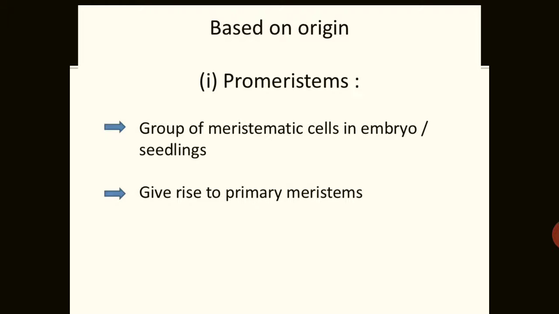Now, based on the origin, the promeristem is found as a group of meristematic tissues in the embryo, and sometimes it is also found in the seedling. Seedlings are those plants which develop from the seed, and they again divide and generate into the plant. So these tissues are found in the embryo as well as the seedling, and they give rise to the primary meristems. So based on the origin, this is the promeristem.